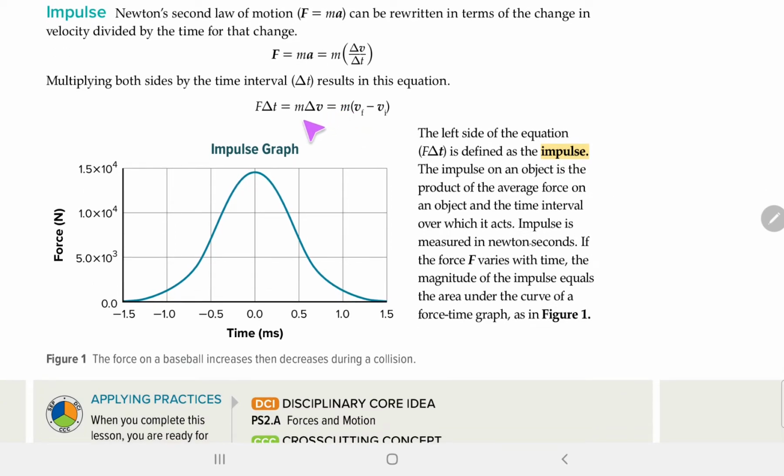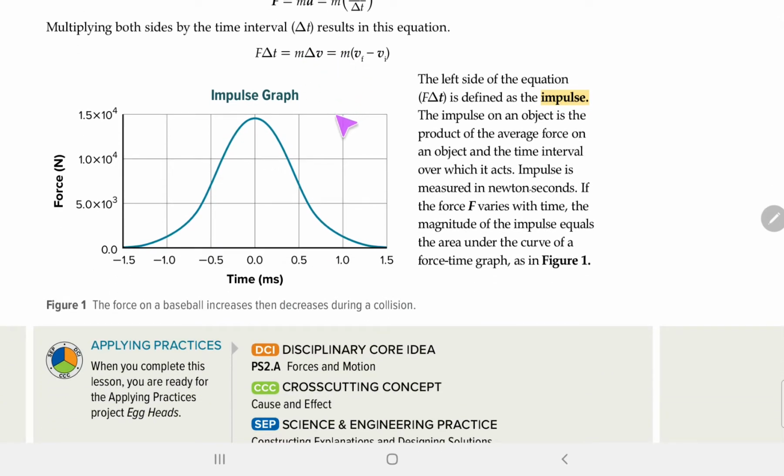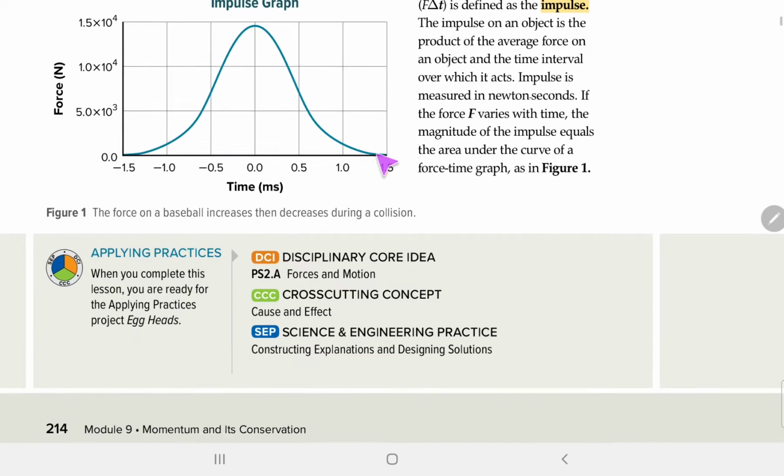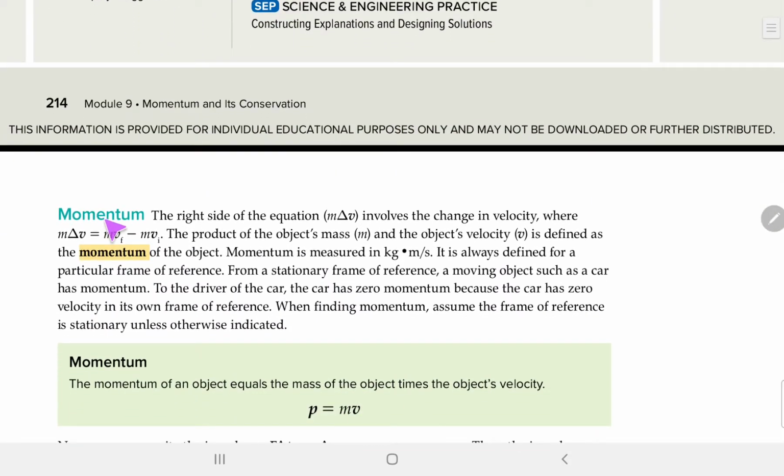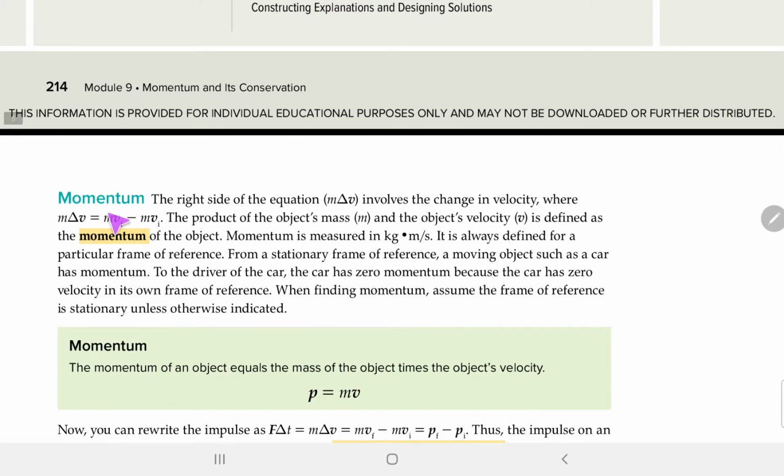Now the right side of the equation, which is m delta v, that one is the momentum. Here we have the momentum. Also, we will put a definition for the momentum from the equation. The definition of momentum is the product of the object's mass and the object's velocity. This is the definition of momentum.